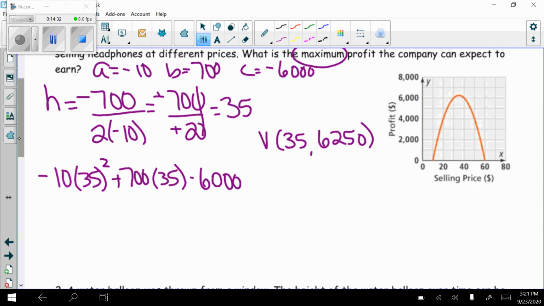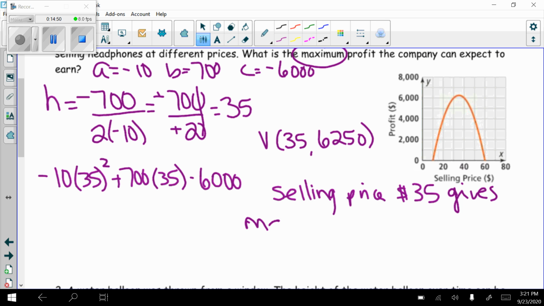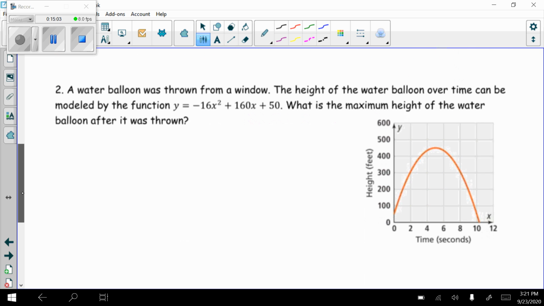So how we can interpret that in this problem, that our selling price of $35, so if they sell the headphones for $35, that's where they get, okay, so selling price of $35 gives the maximum profit, and that maximum profit is $6,250. Let's look at one more word problem like that.